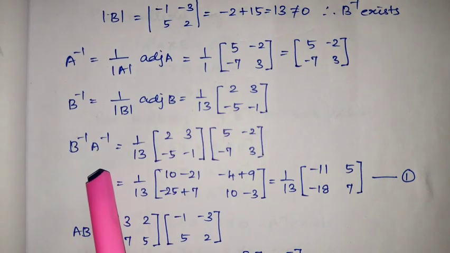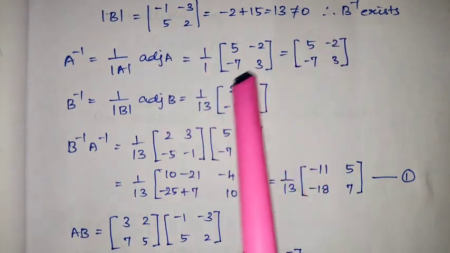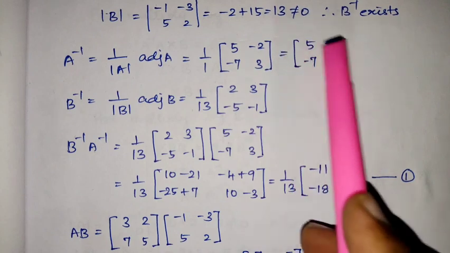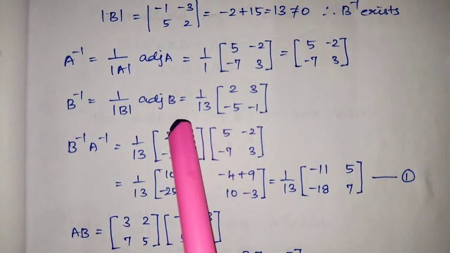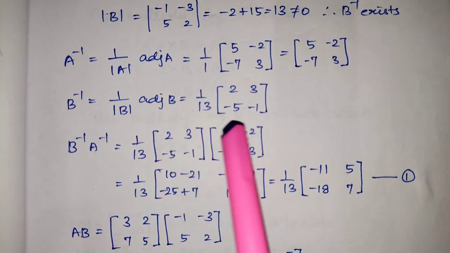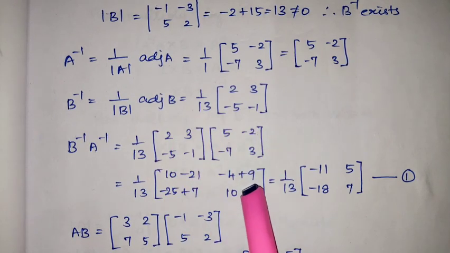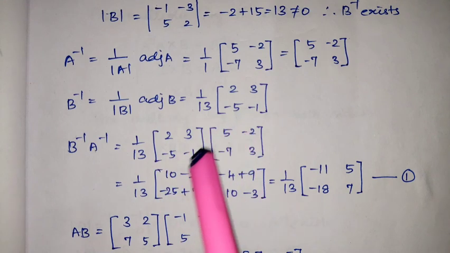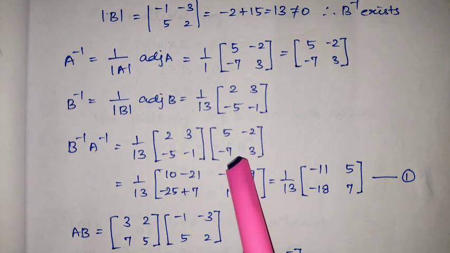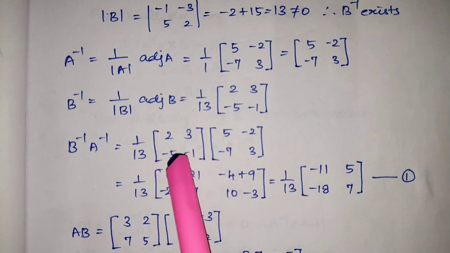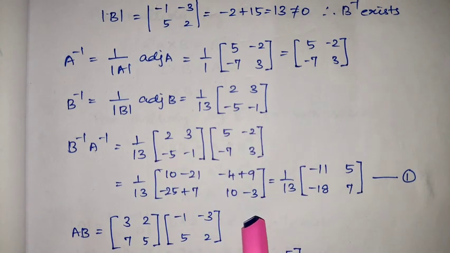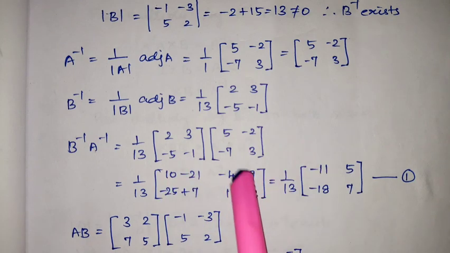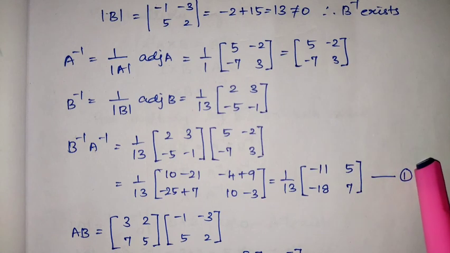Now B inverse into A inverse. So B inverse is written here and A inverse is written here. Multiply it. 2 into 5 is 10. And 3 into minus 7 is minus 21. 2 into minus 2 is minus 4. 3 into 3 is plus 9. Minus 5 into plus 5 is minus 25. Minus 7 into minus 1 is plus 7. Minus 5 into minus 2 is 10. Minus 1 into 3 is minus 3. So which is minus 11, 5, minus 18 and 7. Take this as 1. Right?